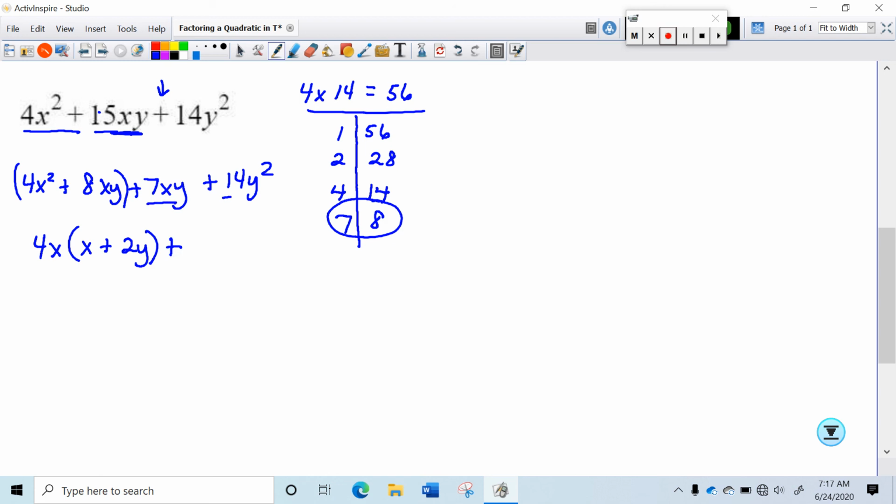And look at the next two terms. 7 and 14, I can divide those by 7, and they have a y in common. So my final answer is x plus 2y times 4x plus 7y.